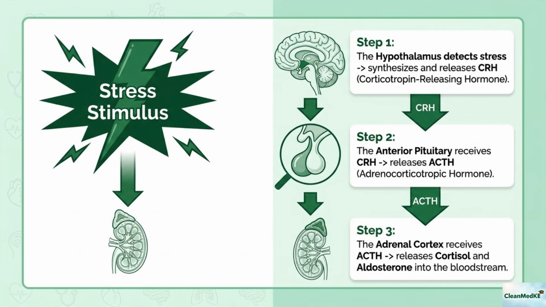So, how does the body decide when to release these hormones? It follows a three-step command chain called the HPA axis. It starts when the hypothalamus detects a stress stimulus and releases CRH. This signals the anterior pituitary to release ACTH, which finally travels to the adrenal cortex, triggering the release of cortisol and aldosterone into the blood.